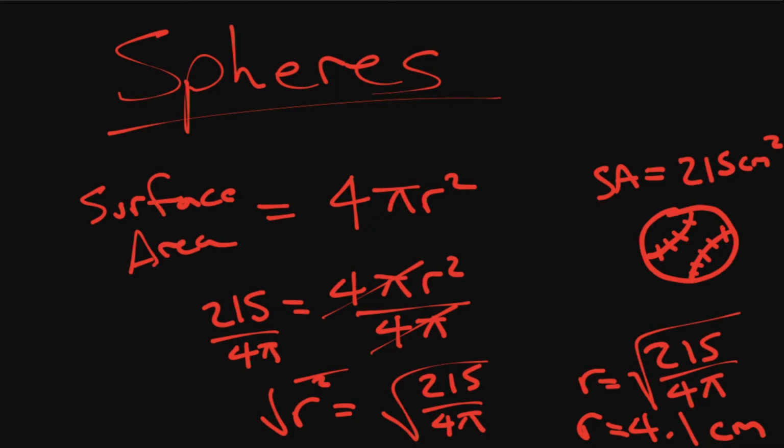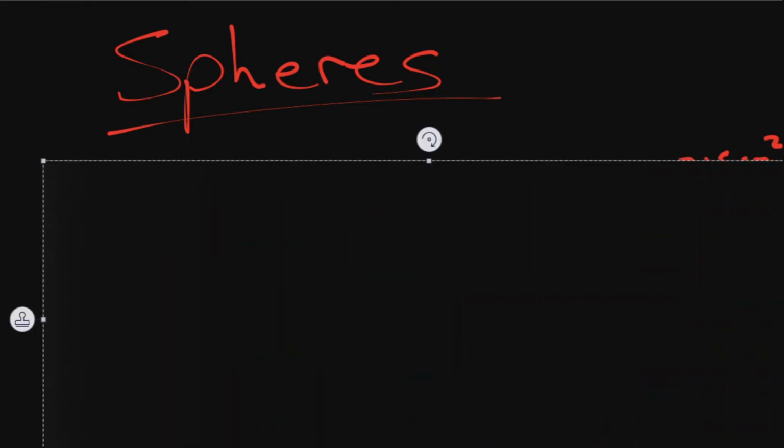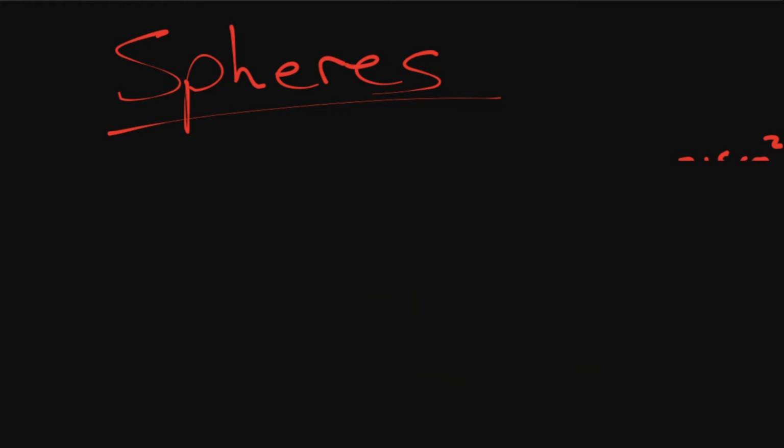Sometimes I forget, but that's okay. I'm done school. So yeah, that is the surface area. Very straightforward. I think now we can look at the next big thing about spheres, which is, you guessed it, the volume of a sphere.